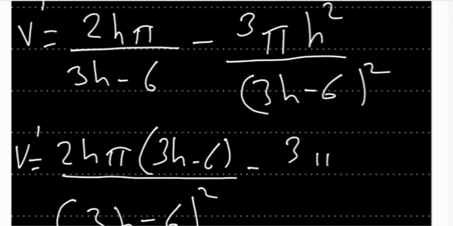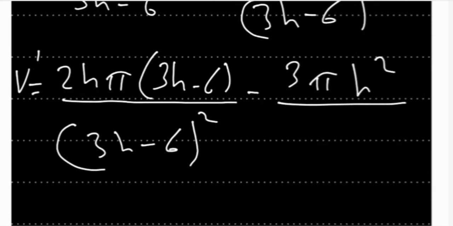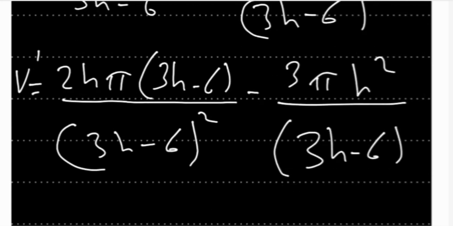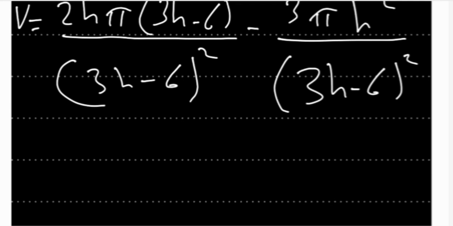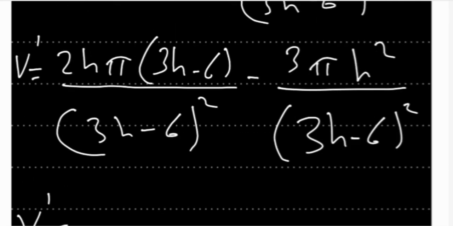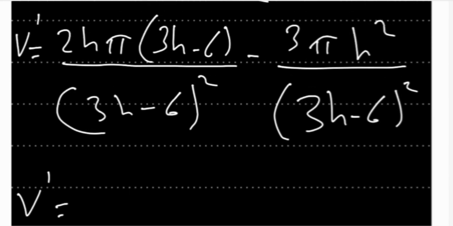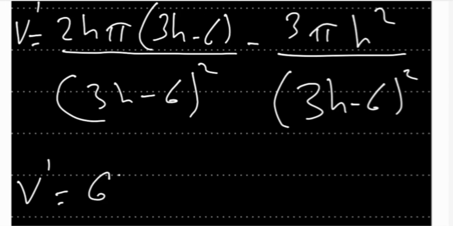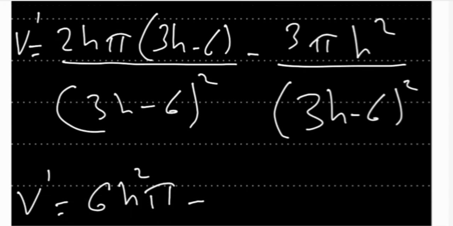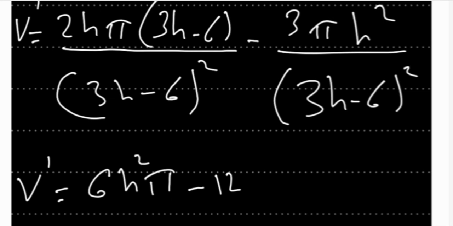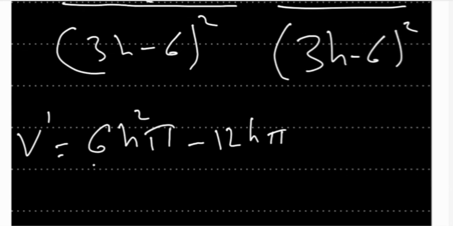So 3ph² divided by (3h - 6)². So V' is equal to, so now they are all in the same base, so we can just join them, right? 2hp multiplied by 3h is 6h²p, right? 6h²p minus 2hp multiplied by minus 6 is minus 12hp, okay?